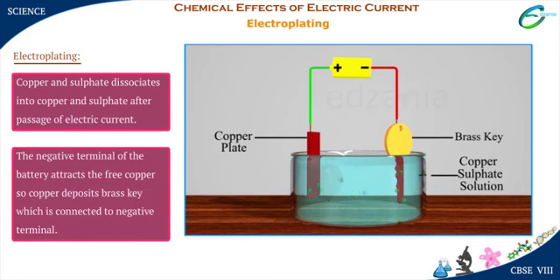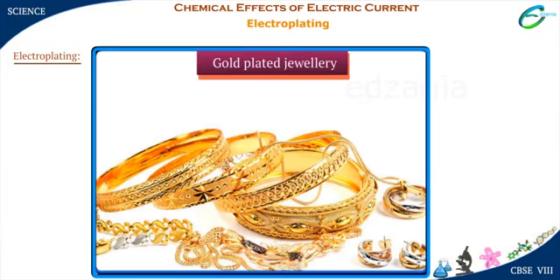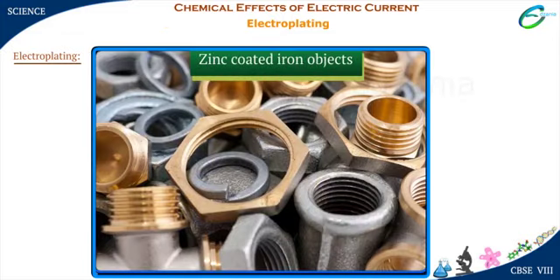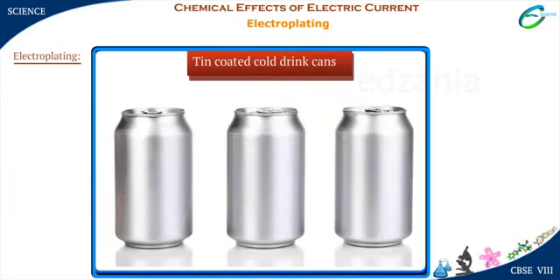An equal amount of copper gets dissolved in the solution at the anode, by which the loss of copper is restored and the process continues. Electroplating is a very useful process. Some examples are as follows: gold-plated jewelry, chromium-plated car parts, zinc-coated iron objects, silver coins, tin-coated cold drink cans.